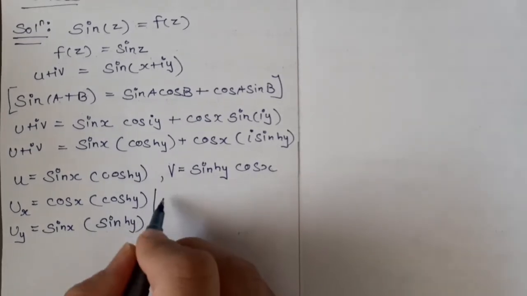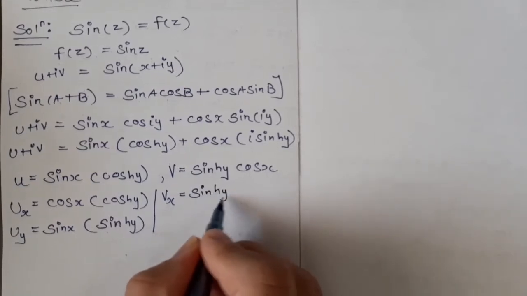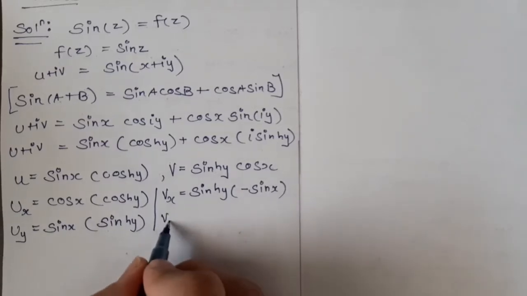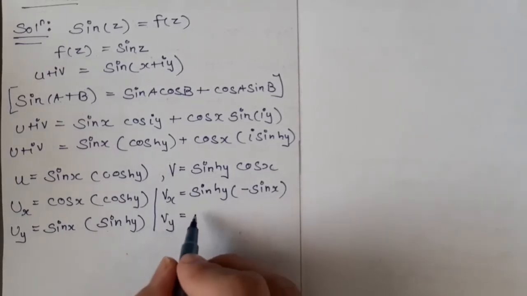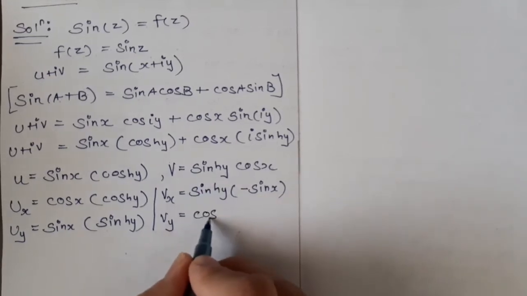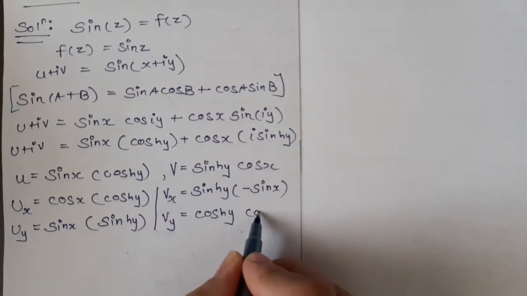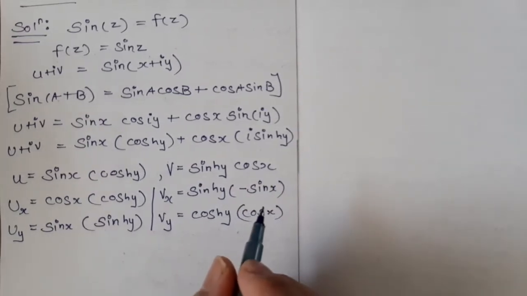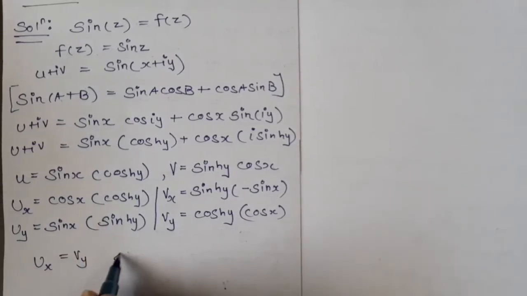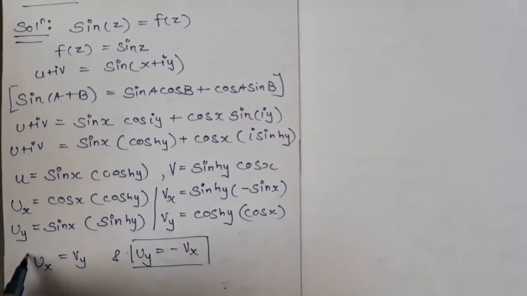Okay, and vx: sinh y as it is, and the derivative of cos x will be minus sin x. And vy will be the derivative of v with respect to y. Here it is sinh y, so the derivative will be cosh y, and cos x as it is. Okay, now what are the CR equations? That is ux should equal vy, and uy should equal minus vx. Let's see whether these equations are satisfied or not.